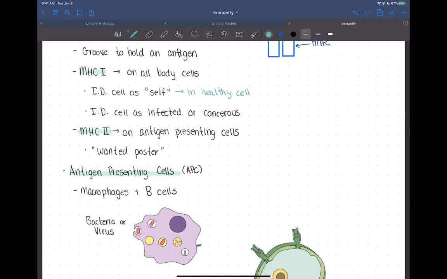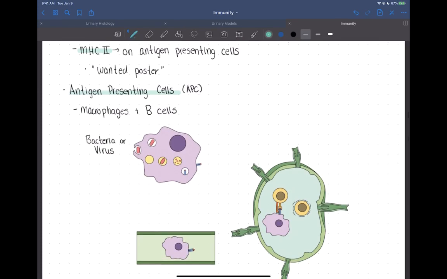Okay, and then we have MHC class 2. So MHC class 2 proteins are present on cells that are called antigen presenting cells. All right, and so we're going to talk about this in just a second, but they basically act like wanted posters. Okay, and so these antigen presenting cells will find some sort of pathogen, and they'll present the antigen from the surface of that pathogen to other white blood cells, saying, you know, this is the invader in the body, this is what we should be looking for, and then those cells can go out and fight that infection. All right, so let's talk about those antigen presenting cells.